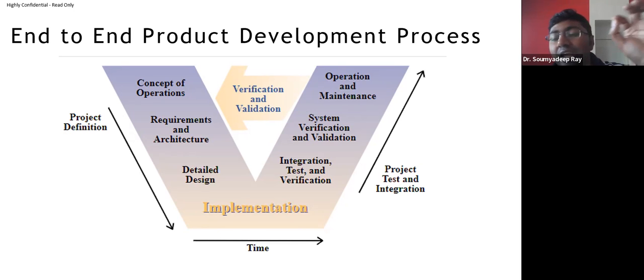So any project in industry goes through this cycle, any development project. So you can just search V cycle on the website and you can see how the end-to-end product development process happens, from scratch to the homologation of the product.